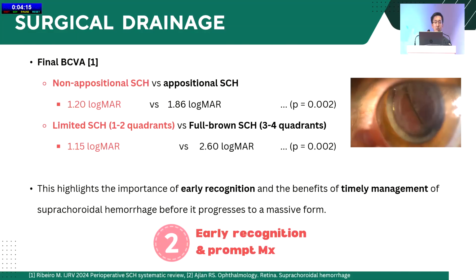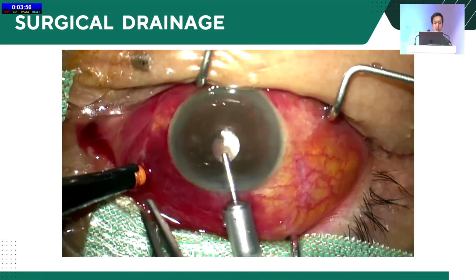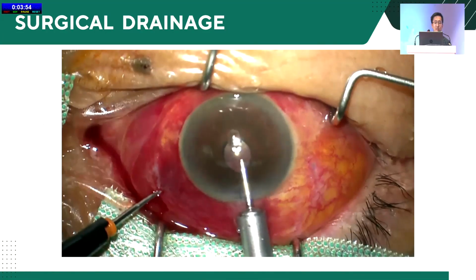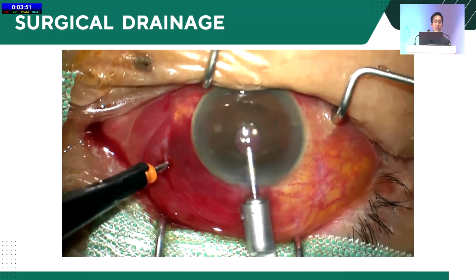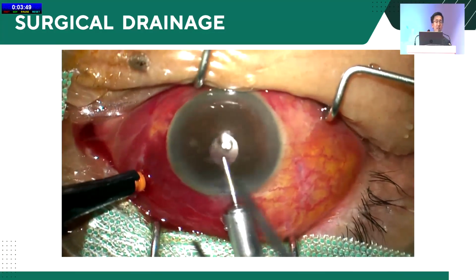And this study also showed that the final BCVA was better in the non-appositional suprachoroidal hemorrhage and the limited one, which accounts for around 1 to 2 quadrants. So this highlights the importance of early recognition and the benefit of timely management before it can progress into the massive form. So this is the video of the drainage from Dr.